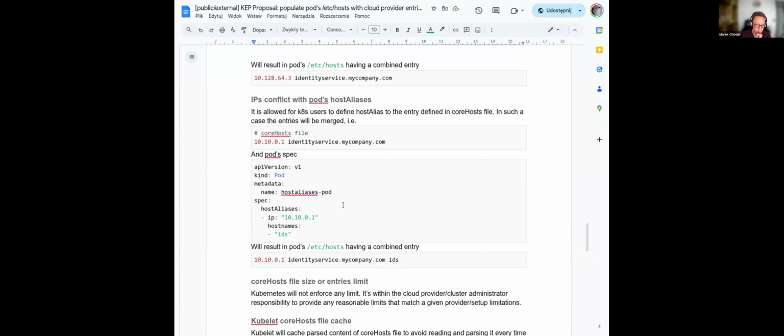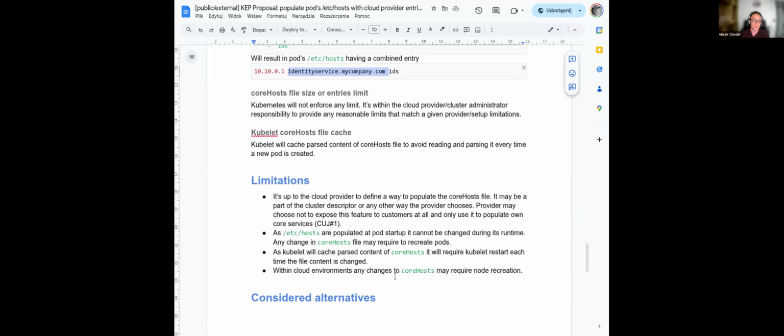What's more, if the customer defines an additional domain name for the IP address already defined in the core host, we combine both of them. So this essentially will unlock us and probably all the providers to have workloads not rely on the IP stack of the cluster. Yes, Tim.